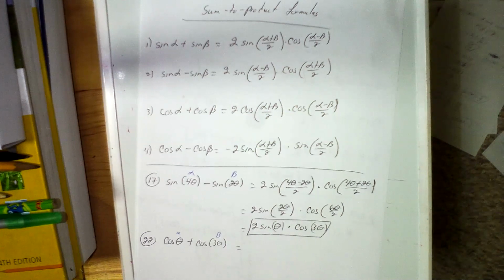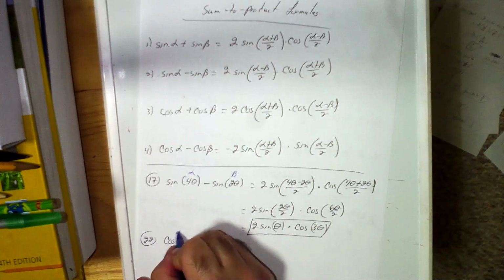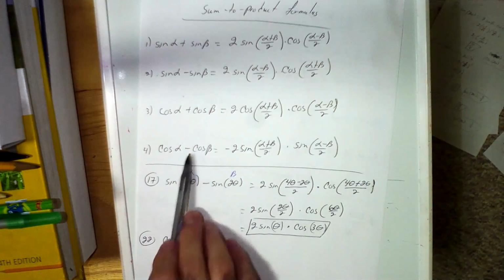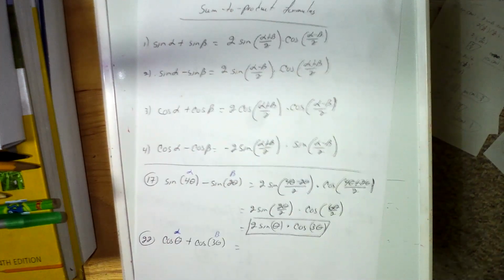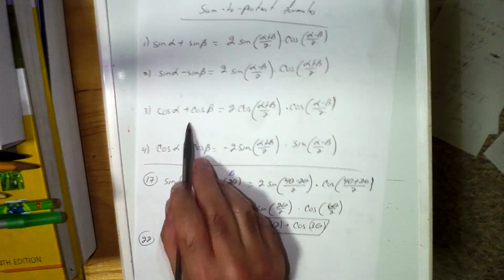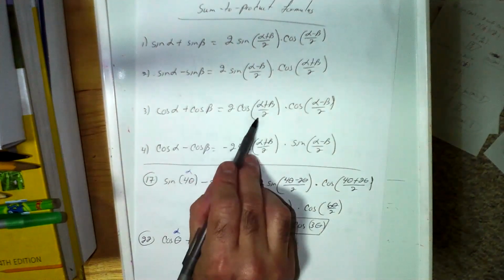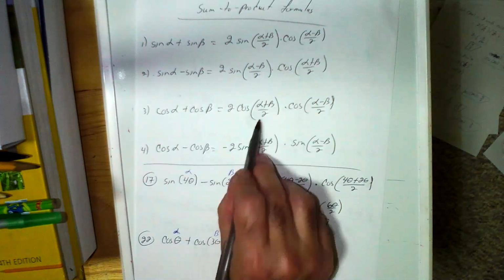Well, we got to find the formula first, right? So our formula matches the third one. It matches the third one, right? Because it has plus. So it's going to be the third one, right? So there's your alpha, beta. So I'm going to plug it into the third one.